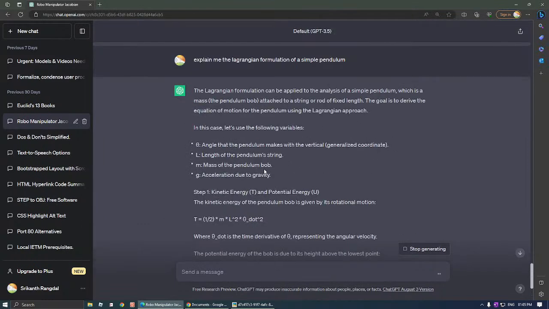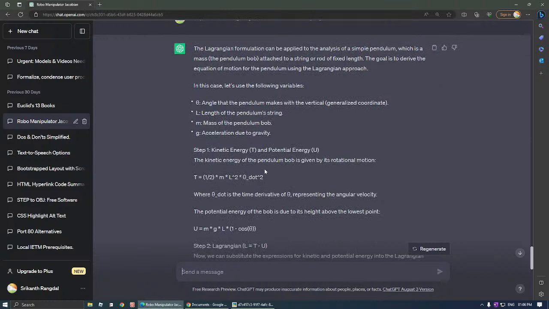Lagrangian formulation can be applied to the analysis of a simple pendulum, which is a mass attached to a rod of fixed length. The goal is to derive the equation of motion of the pendulum using the Lagrangian approach. Okay, in this case, let's use the following variables. Theta is the angle that the pendulum makes with the vertical. This is the generalized coordinate. Yeah, this one I was able to understand perfectly. L is the length of the pendulum's string, m is the mass of the pendulum bob, and g, of course, is the acceleration due to gravity. That's 9.8 meters per second square, which is what we are using, but it could vary from the equator to the North Pole. Very negligible value, so let's stop worrying about that.